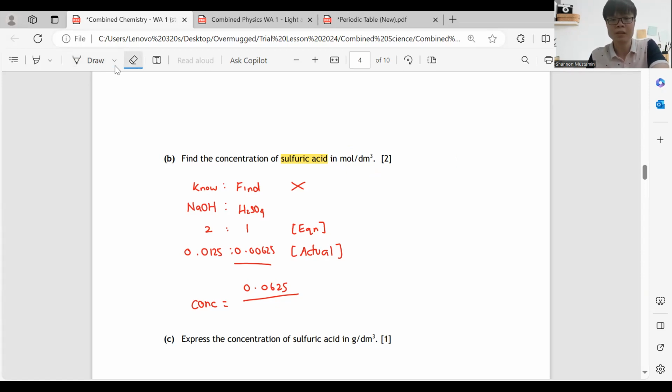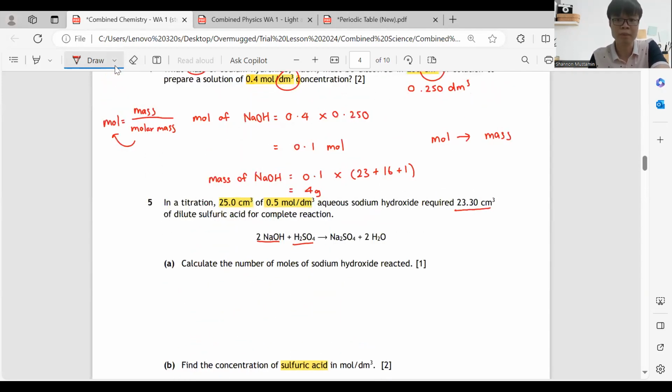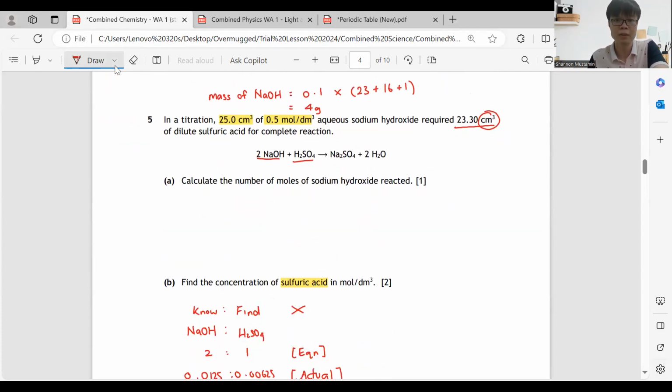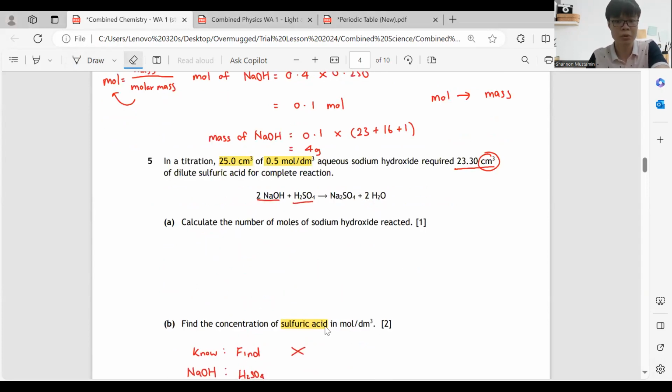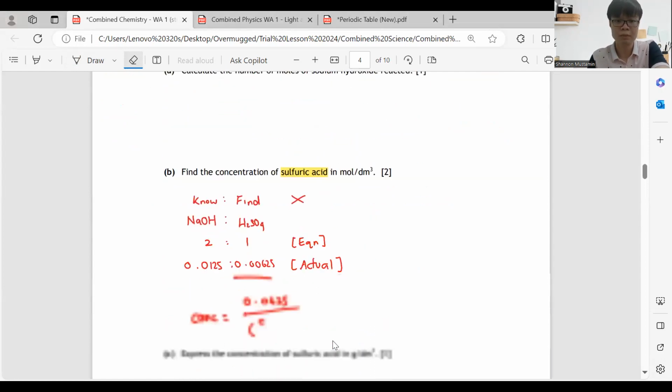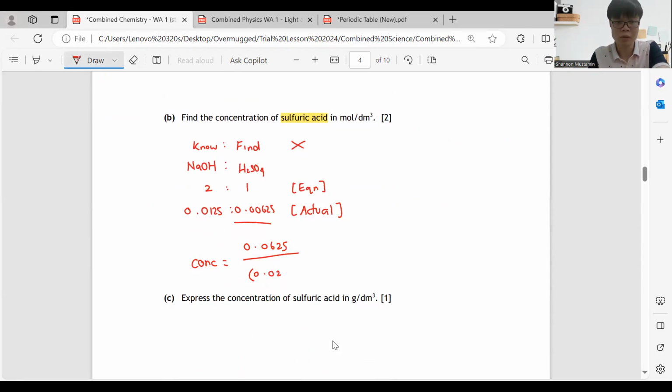Also can. So you want concentration. Volume of sulfuric acid, do you know? Okay. But this is cm cubed. Let me just calculate. 23.30, right? 0.0233. Actually, don't need the bracket now. Okay, and then 3SF?